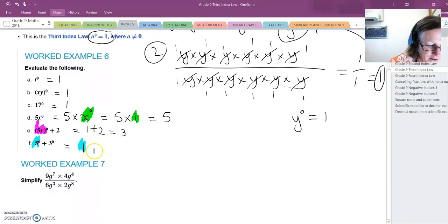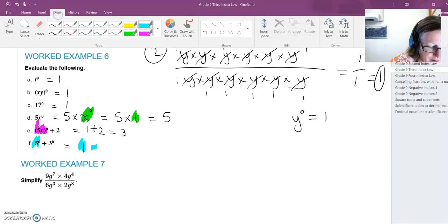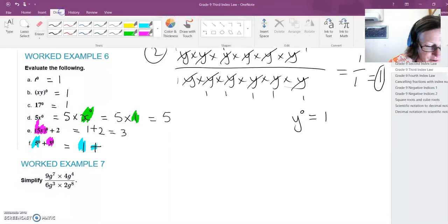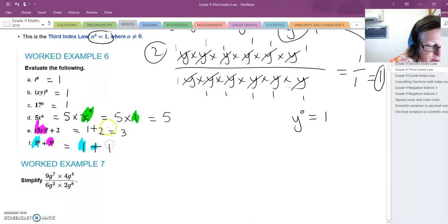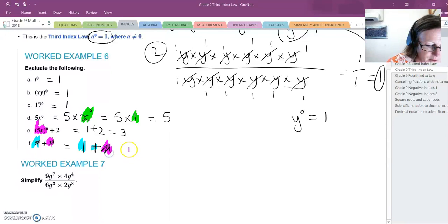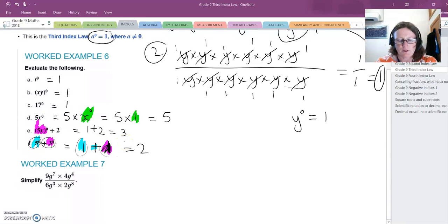Then I add 3 to the power of 0, and 3 to the power of 0 is 1. So I've got 1 plus 1, which is equal to 2. So 5 to the power of 0 gives me 1. 3 to the power of 0 gives me 1. 1 plus 1 is 2.